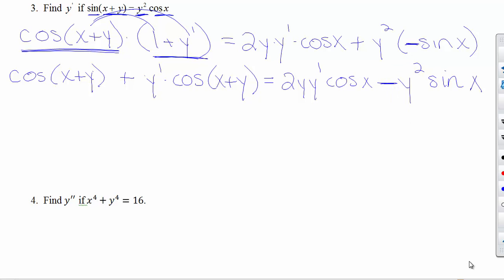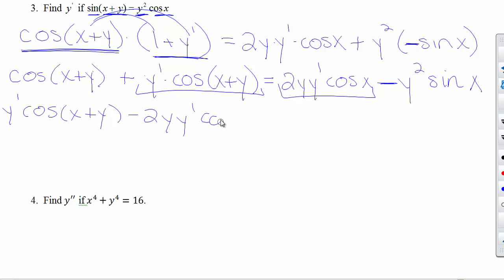And now, just like the problem before, whichever terms have a y prime, this term has a y prime, and this term has a y prime. I want to get those together, so I'll bring those to the left. I'll subtract the 2y prime cosine of x. And then I will leave the other two terms on the right side. So I'll subtract cosine of x plus y, minus y squared sine of x.